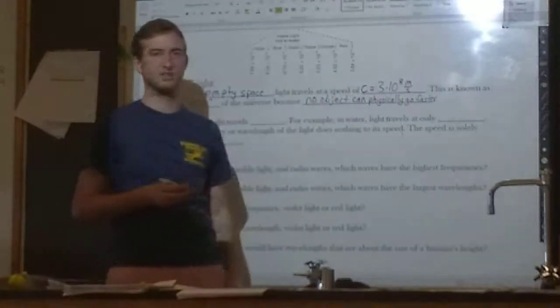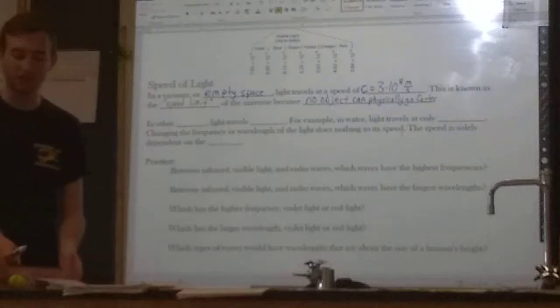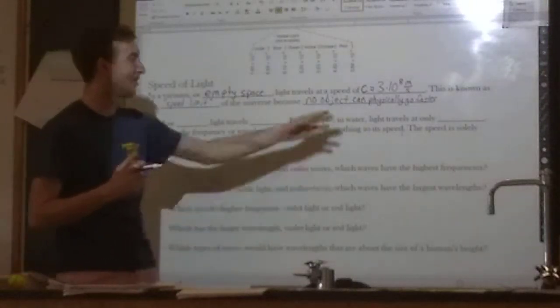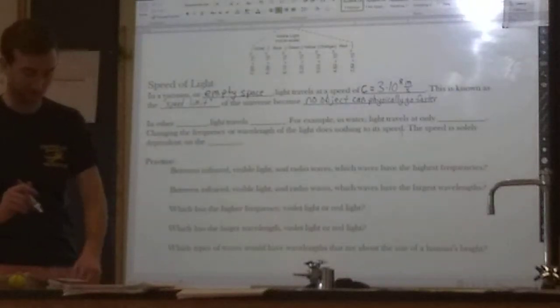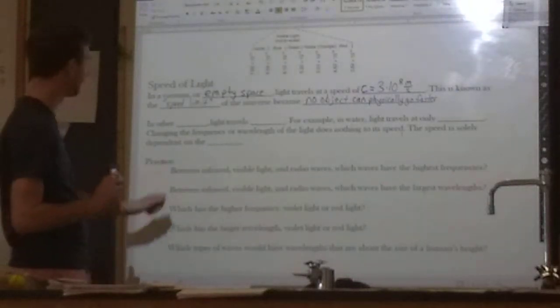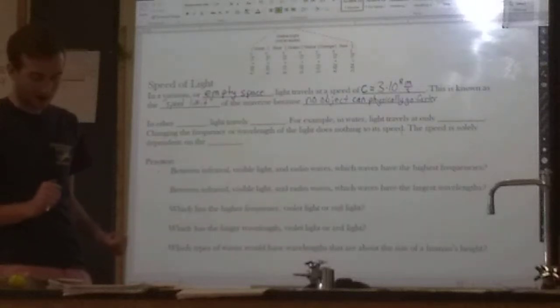Anyways, in empty space, this is the speed limit. No object can go faster than this. It's impossible for a physical object to reach that speed. The only thing that can go that fast is light, because light has no mass. It's a wave. At least for now, it's a wave. Hint, hint. Anyways, moving on.